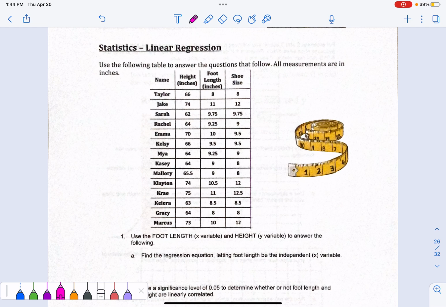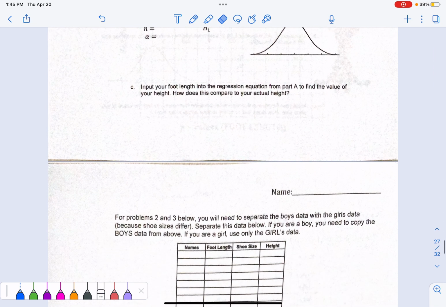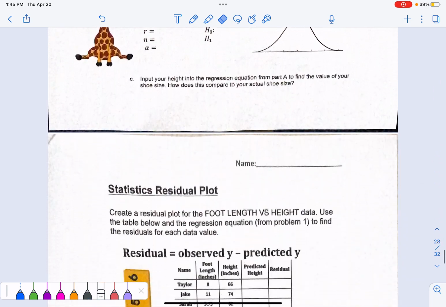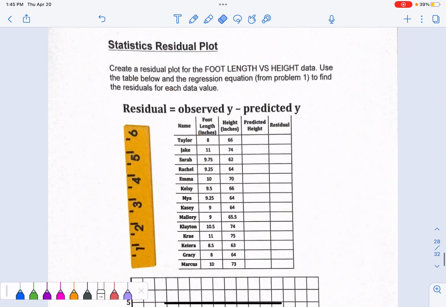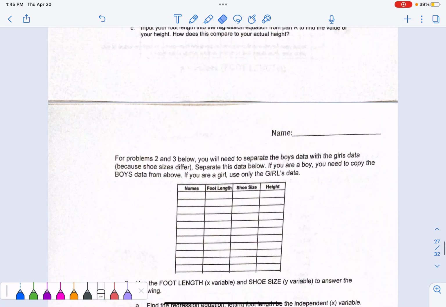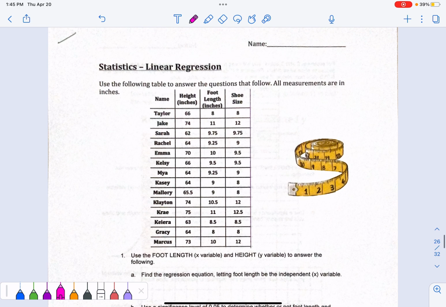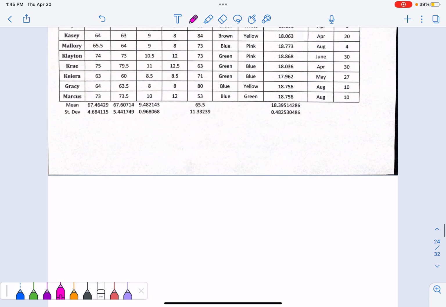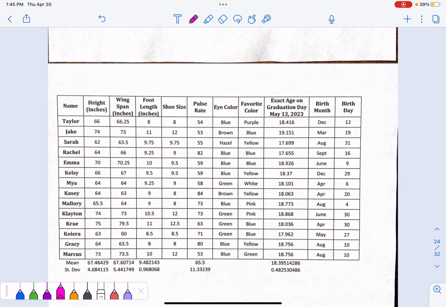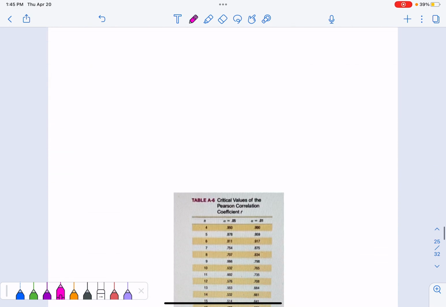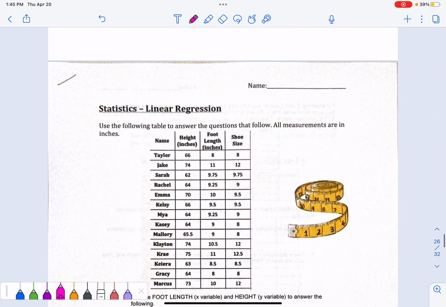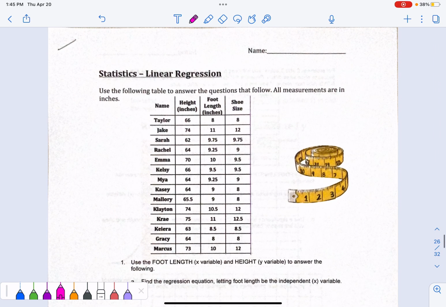So there are three pages, a front and a back, and then a staple page that goes along with this activity. I'll walk you through at least the first one, just to get you started. You guys collected some data a while back on everything, so this is the stuff that we're going to use for our semester project. Height, wingspan, foot length, shoe size, all that good stuff all the way across. For today, we're just going to be using height, foot length, and shoe size. Those are the only three things that we're going to be looking at.